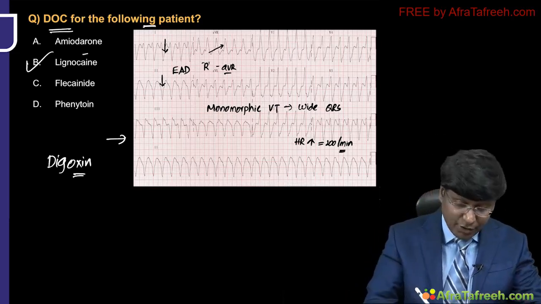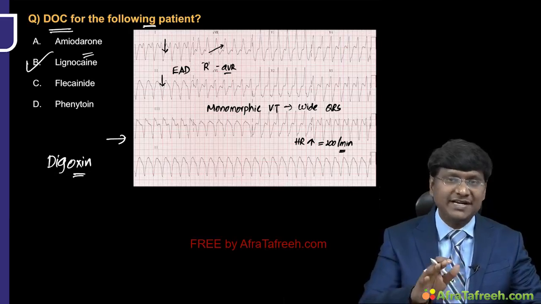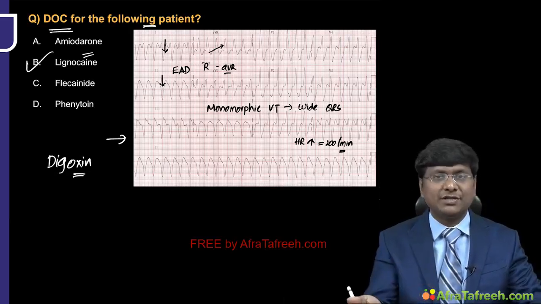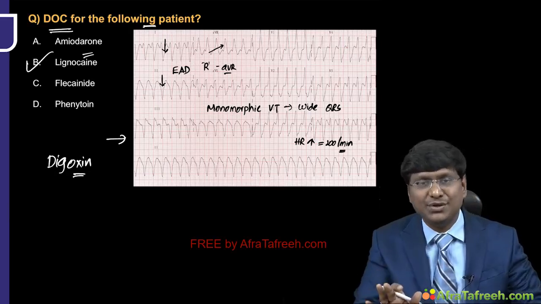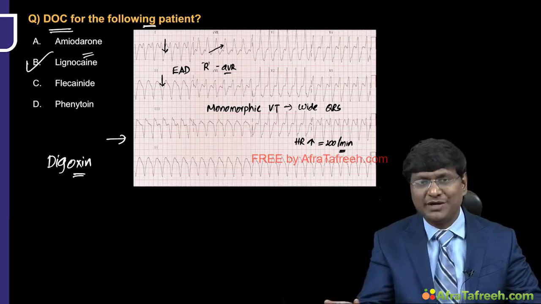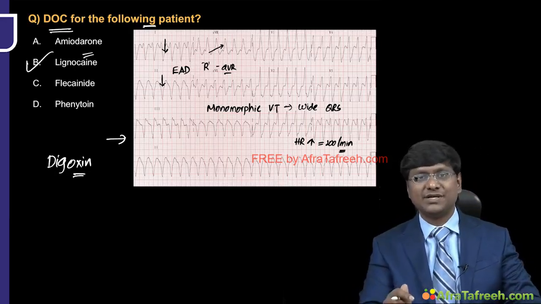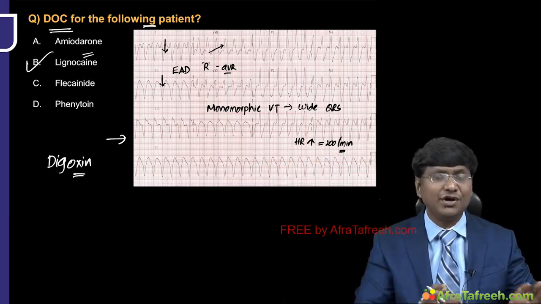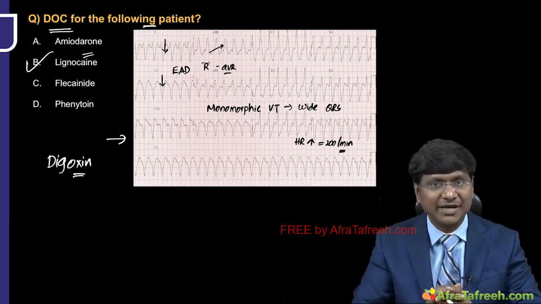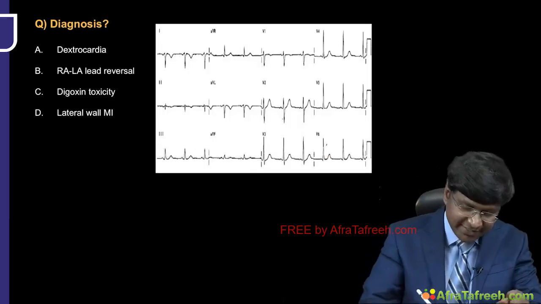Now, when will you give amiodarone as a drug of choice? Amiodarone is the drug of choice if the VT is secondary to some other pathologies apart from digoxin induced VT. For example, if you take myocardial infarction induced VT, a hemodynamically stable VT, there amiodarone is the drug of choice. But here the patient is having a background history of digoxin intake. So that is the reason why the answer is lignocaine in this question. Now you take the next question.